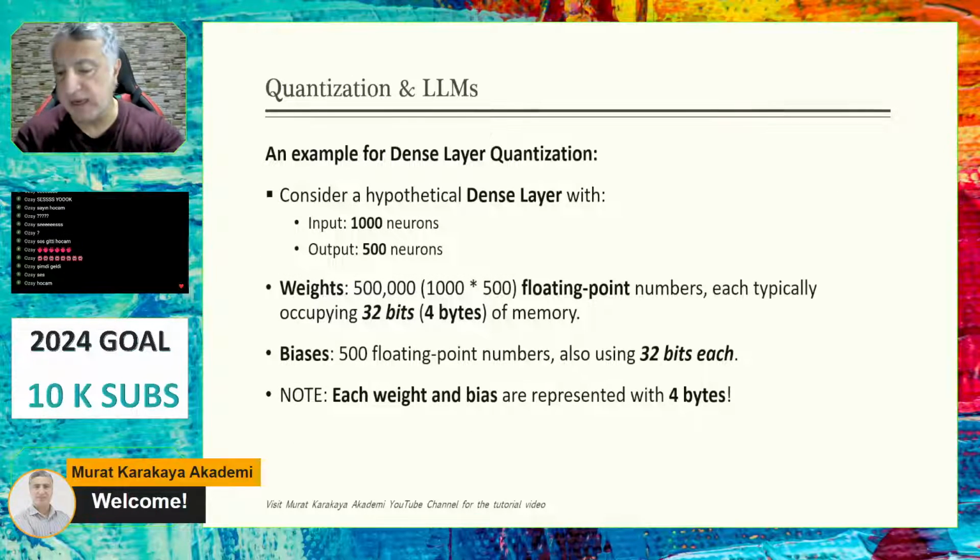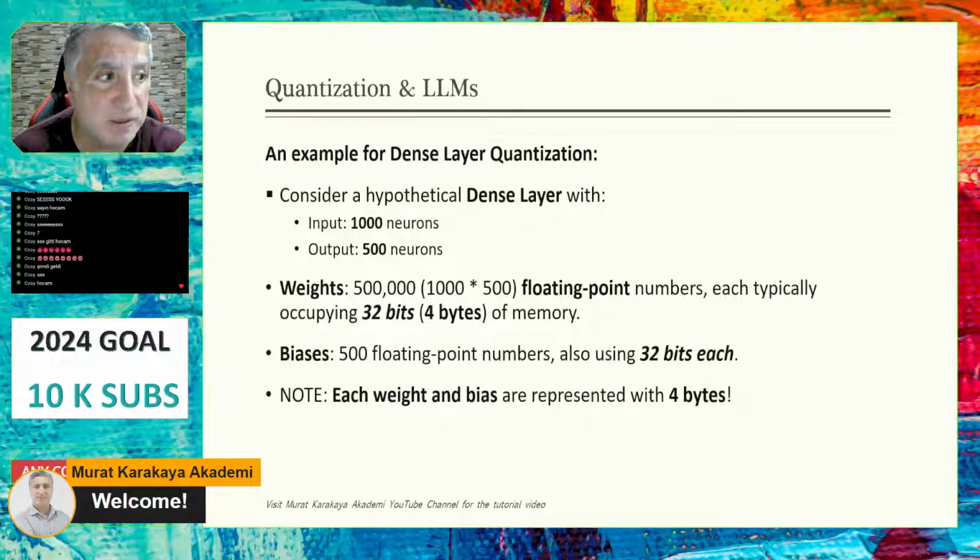Let me go in another example for you. In that example, we will see a dense layer of quantization with a very simple approach. Consider a hypothetical dense layer with 10,000 neurons as the input and the output is 500 neurons. So the weights will be 500, right? Because 1000 to 500 connections.